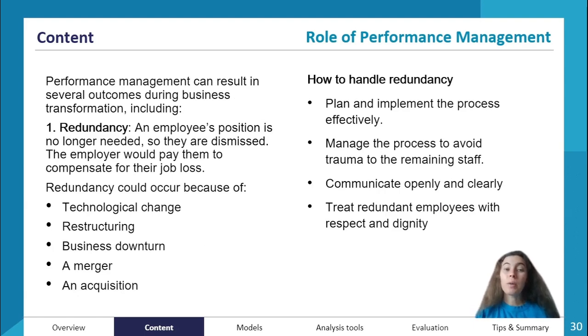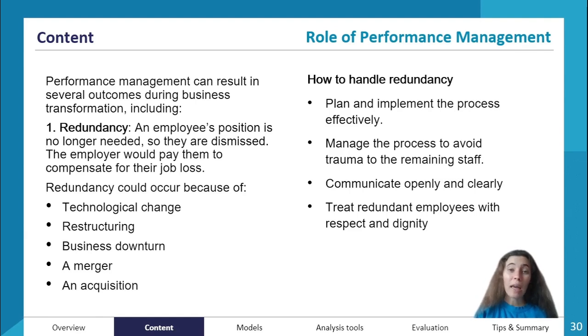So performance management can result in several different outcomes for the business. Today we're going to look at three. One of them that you've probably heard of before is redundancy. An employee's position is no longer needed, so the business dismisses that employee. That is what redundancy is about.